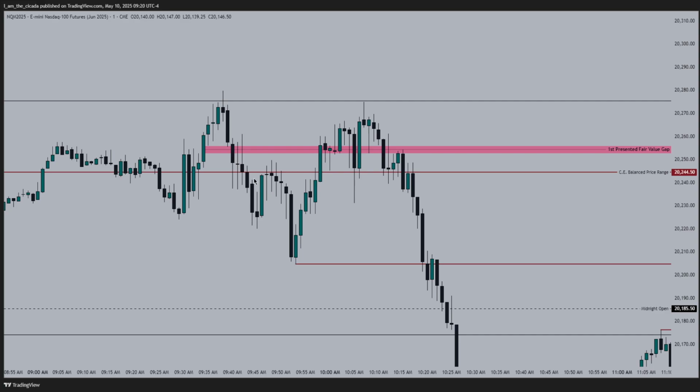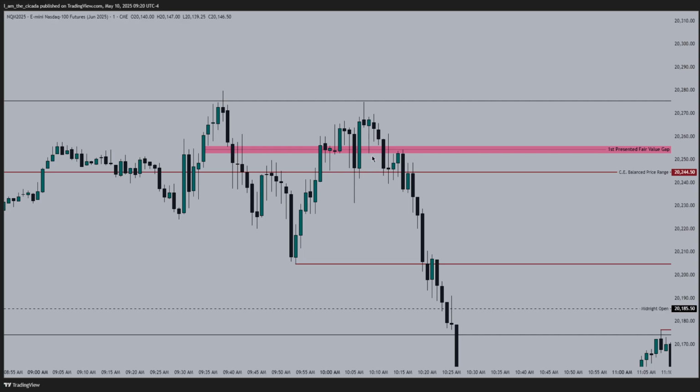Run higher, touch back into the consequent portion of the balanced price range, and then form this low, which is the low that was used on the 1 hour chart to be the high of the hourly fair value gap. From there, we trade away, level, back to the first presented fair value gap, fail to reach the mean threshold level of the order block, wick down, fill the first presentation fair value gap perfectly.